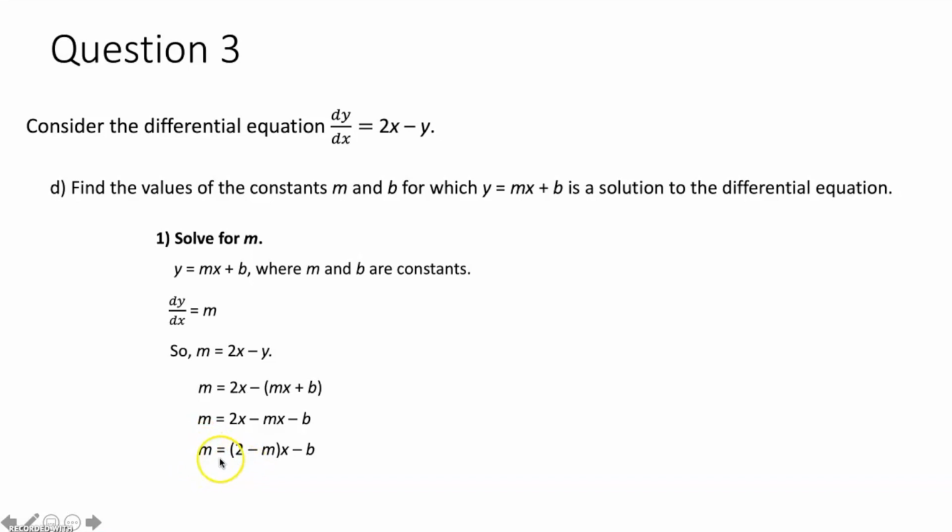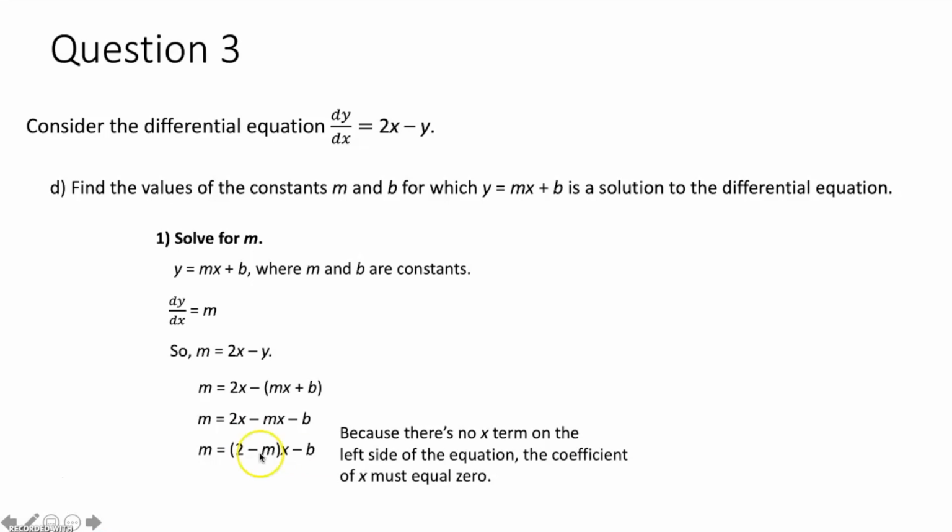So in this equation, this side of the equation does not have an x. This side of the equation does have an x. Meaning, in order for this over here to equal this over here, the coefficient for x would have to be 0, because otherwise there would be an x on this side of the equation. So what we're going to do is take this coefficient of x, 2 minus m, set that equal to 0 and solve for m. So how do we do that?